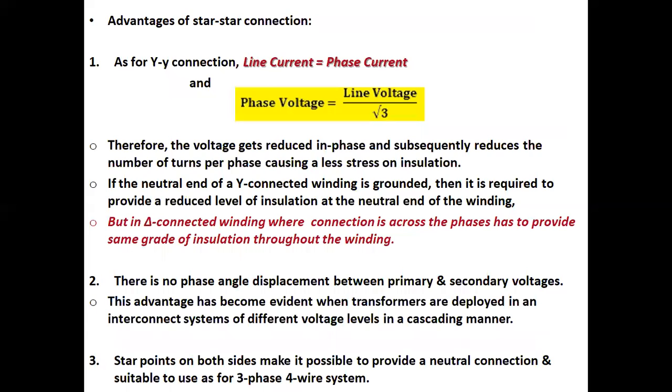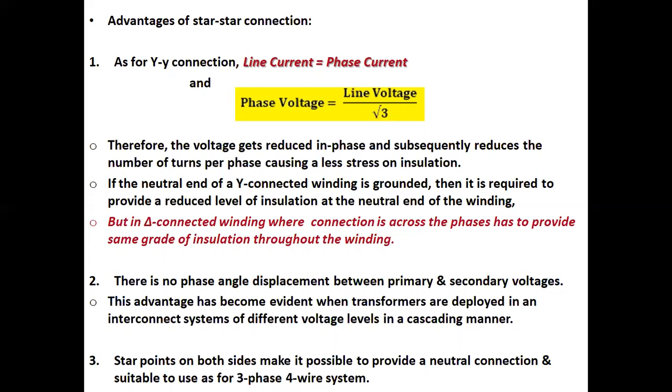Now, the advantages of star-star connection. For star-star connection, line current equals phase current, and phase voltage equals line voltage divided by √3. Therefore, the voltage gets reduced in each phase, which subsequently reduces the number of turns per phase, causing less stress on insulation.